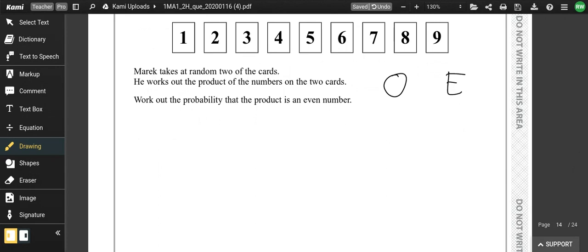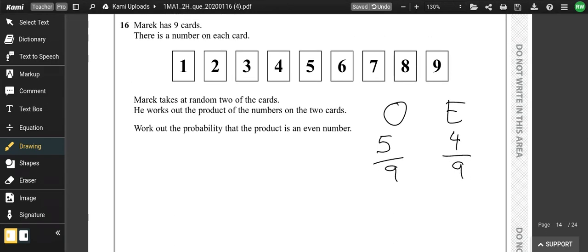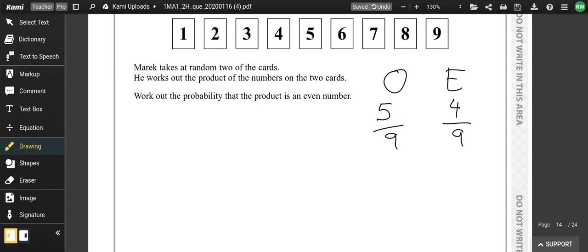We'll just count up the number of odds. So initially we have 1, 2, 3, 4, 5 odds out of 9 cards. And the evens, 2, 4, 6, 8, that's 4. So that already breaks down our question into a more simple question. And then what we're going to do is decide on how we're going to do the next part.